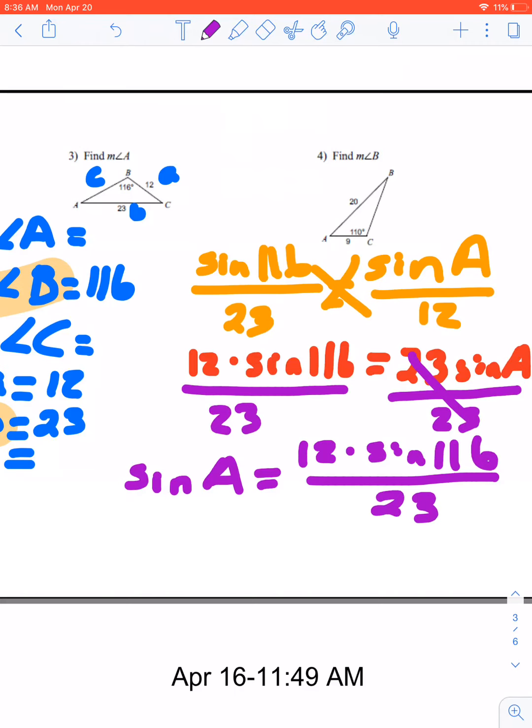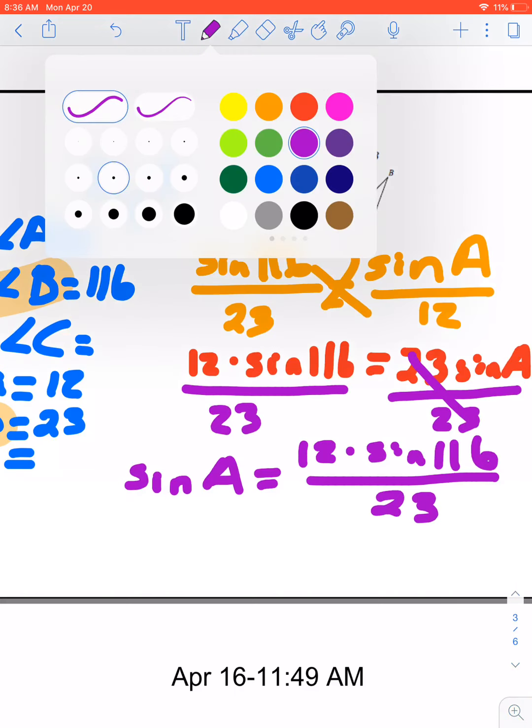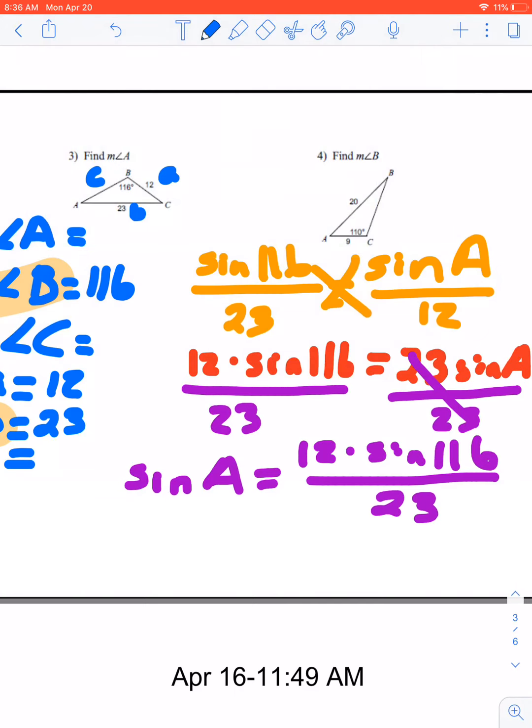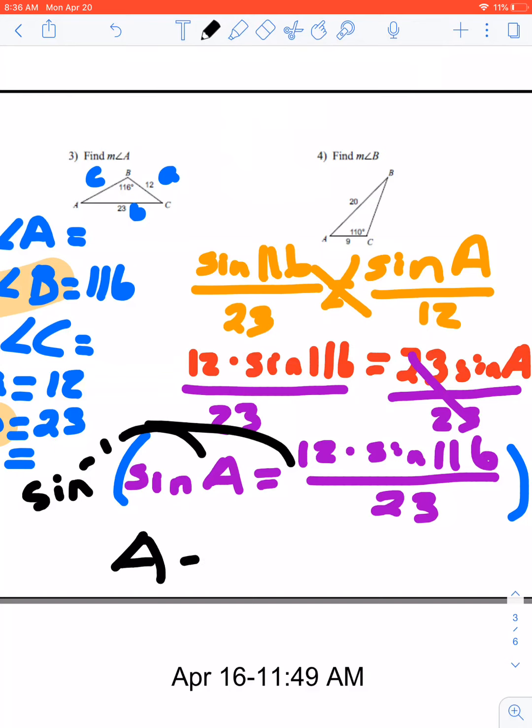Well, I have to think back to last week when I was doing trig. And when I was finding an angle measurement, I always did the inverse function to cancel out. So I'm going to multiply by the sine inverse. I have to do it to both sides, just like I'm solving an equation. So when I do that, I get A equals the sine inverse of that entire fraction.